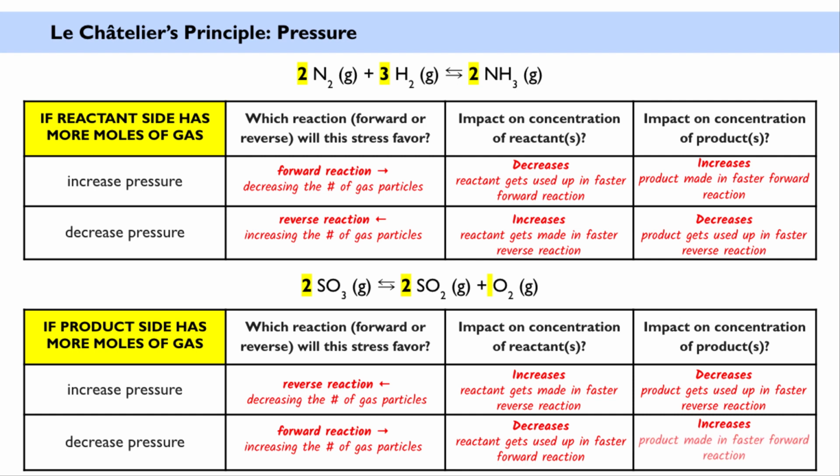So when we're thinking about pressure and gas, we want to make sure we are figuring out which side of the reaction, reactants or products, has more moles of gas, and then use that information to think about whether increasing the pressure or decreasing the pressure will shift the reaction toward the products or the reactants. It really just depends on whether or not you're favoring making more gas particles if the pressure has been decreased, or making fewer gas particles if the pressure has been increased.